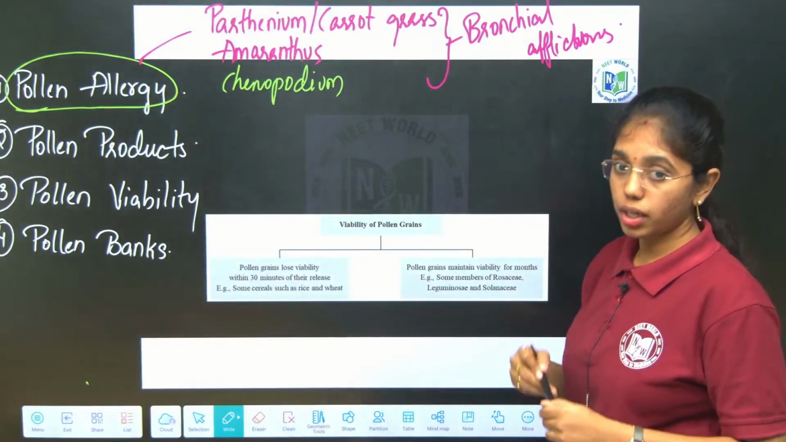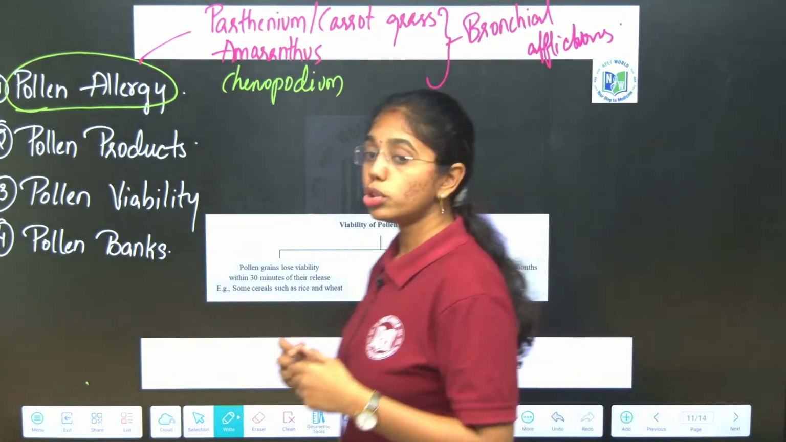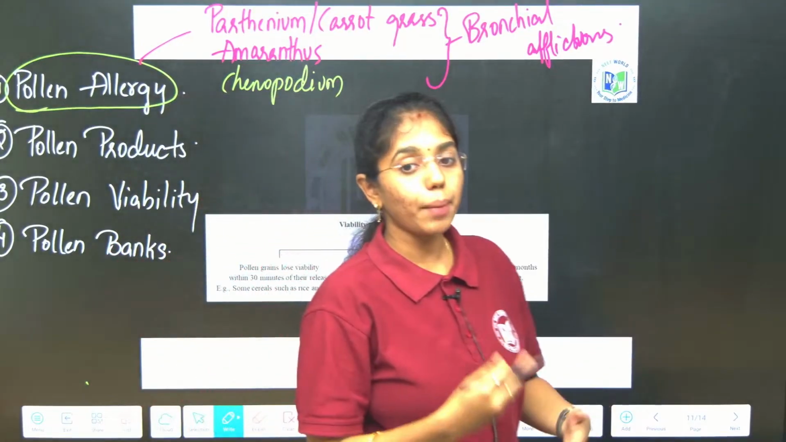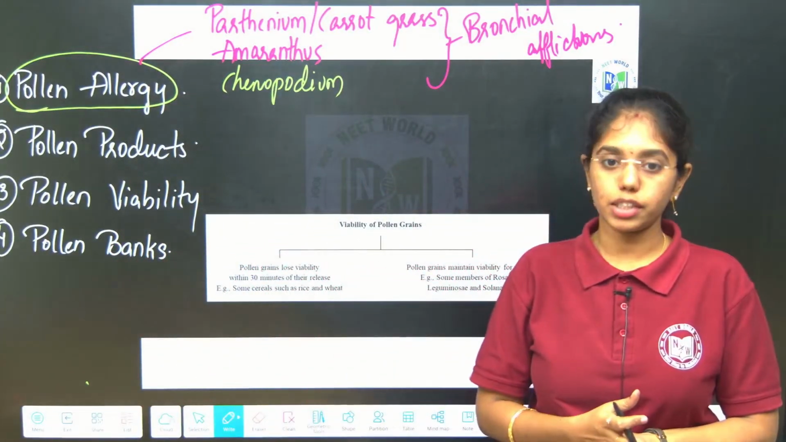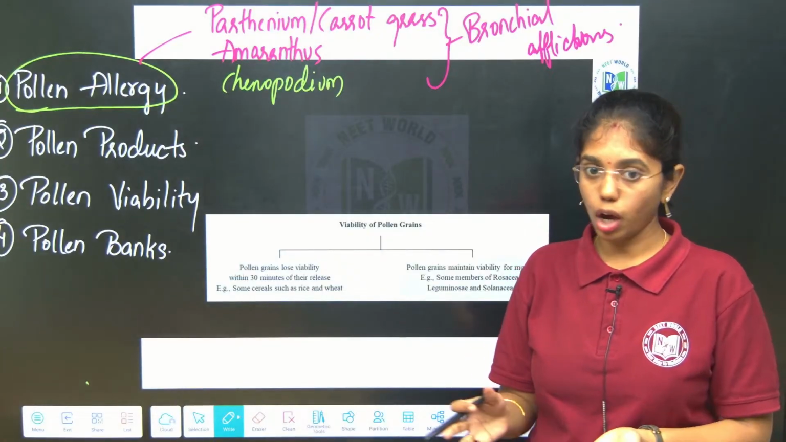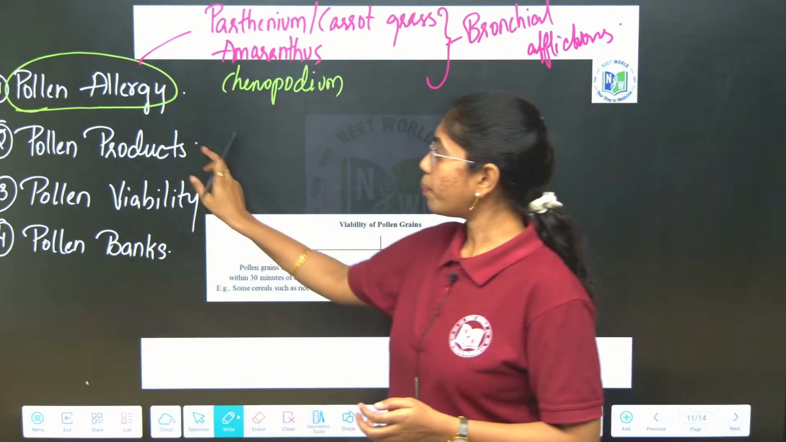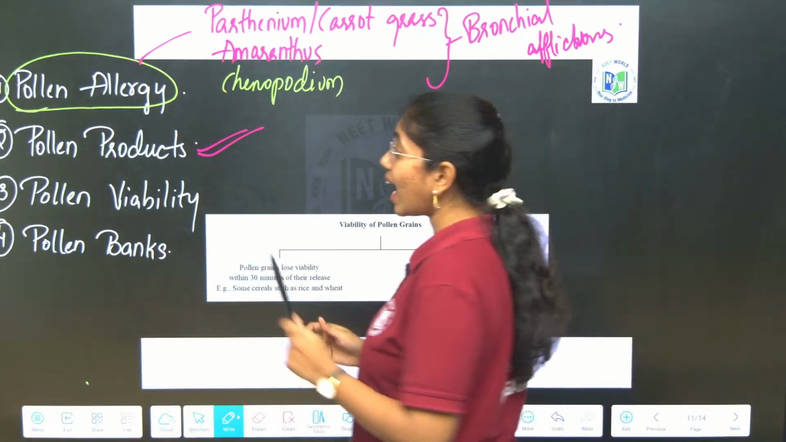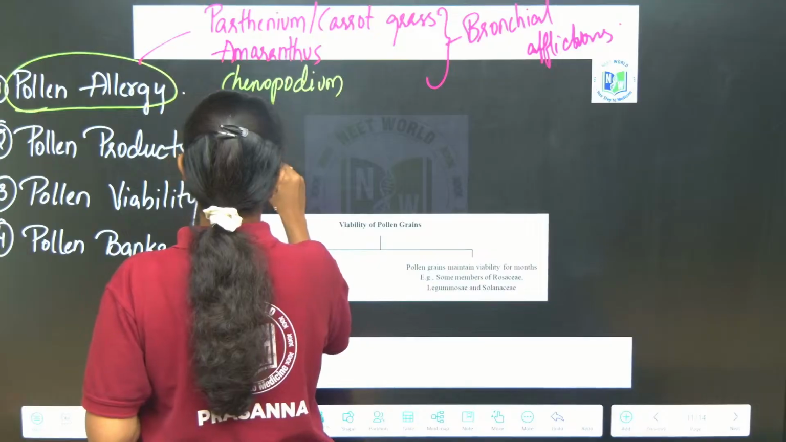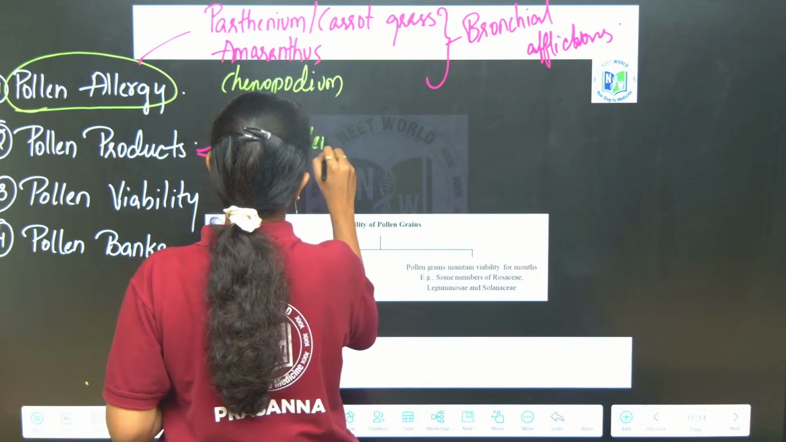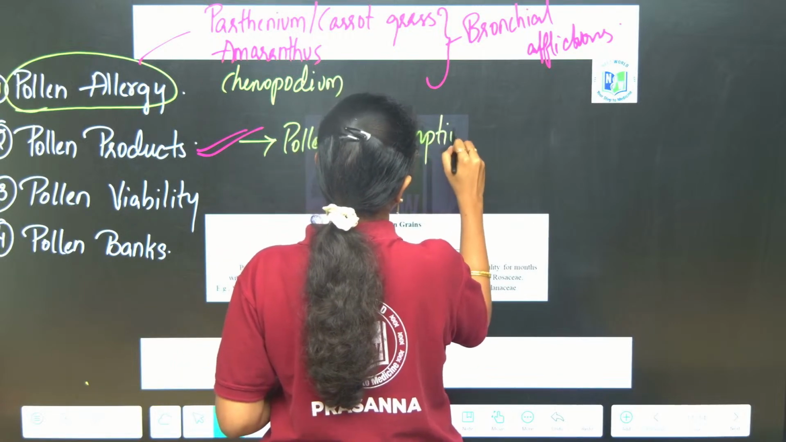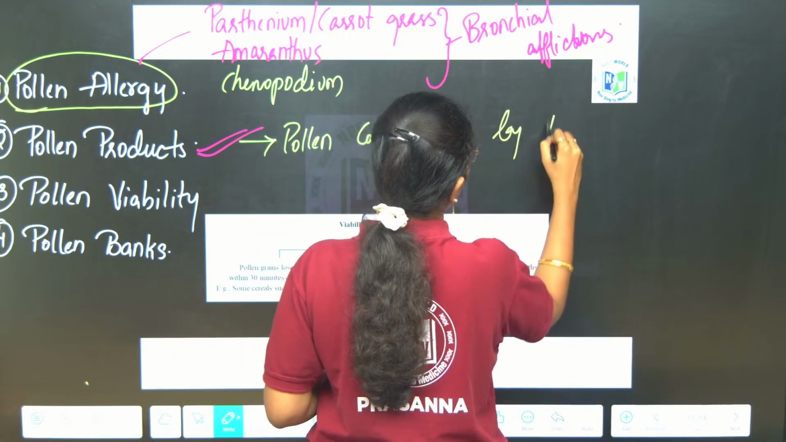Next, pollen products. It is believed that pollen products or pollen consumption have increased the capabilities or abilities in athletes and horse races and all. So, that is why pollen consumption is mostly taken by athletes, as it is highly nutritive.